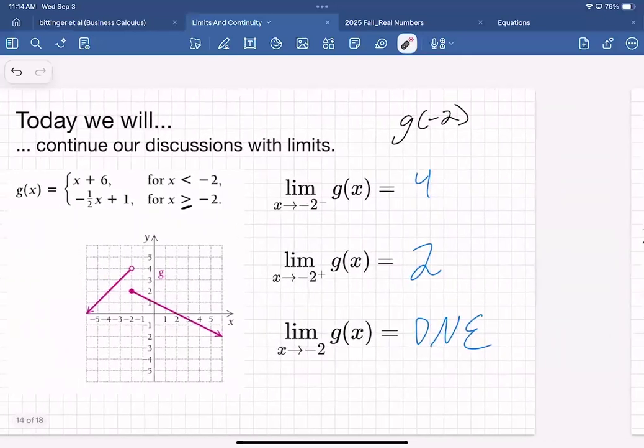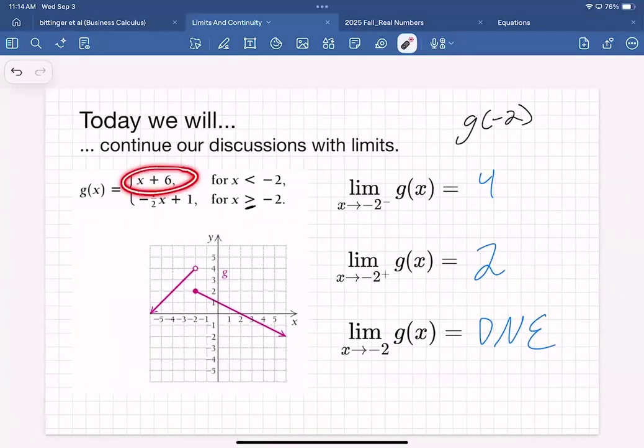However, as long as you understand that this is your left-hand piece and this is your right-hand piece, we could have done a quick thing saying, hey, what's -2 plus 6? Well, hey, that's 4. We're not plugging into a function at that point. What we're doing is for limits. So we intentionally would pick this piece for the first limit because I'm coming from the left-hand side.